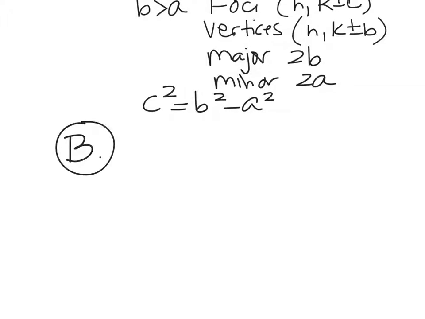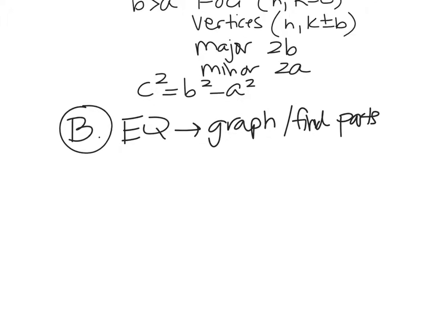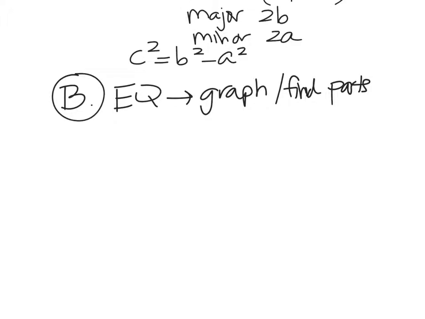All right, there's really, like I said, two types of problems here. You are going to be given an equation and you have to find out stuff, or you're given some stuff and you have to find the equation. So let's start with given an equation. You're going to graph and find all the parts. And then in part C, we'll go the other way, okay?